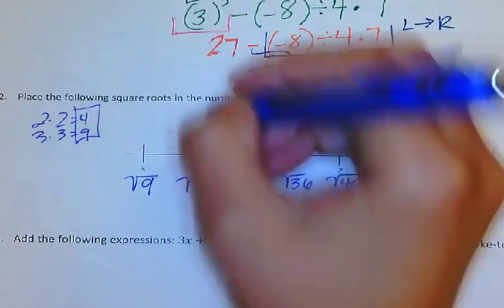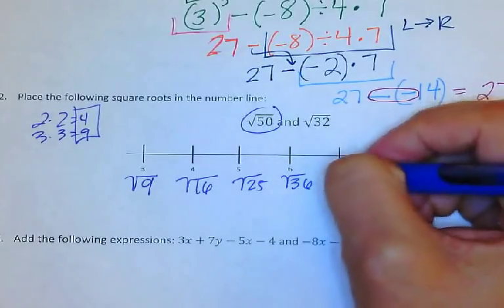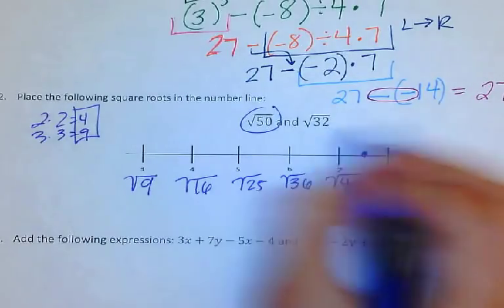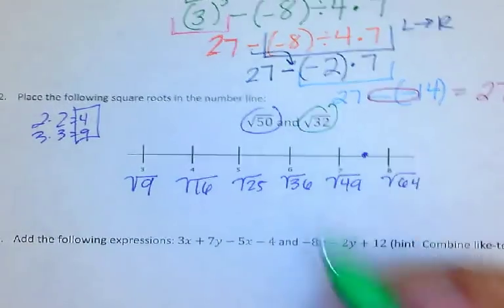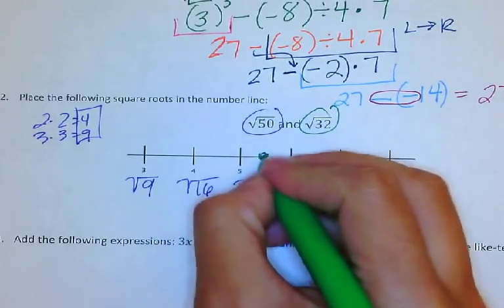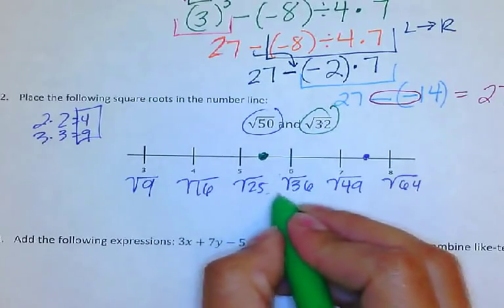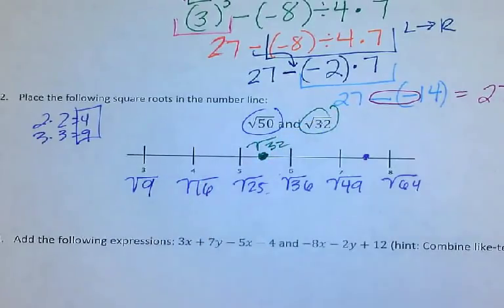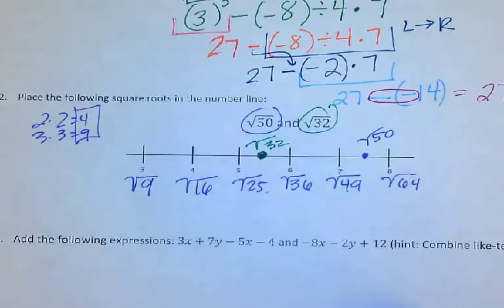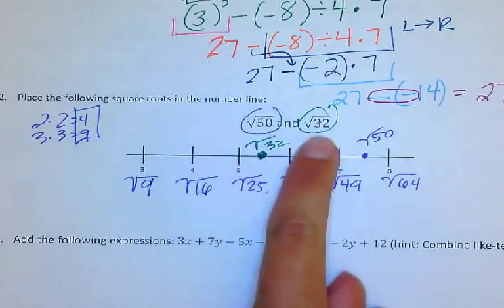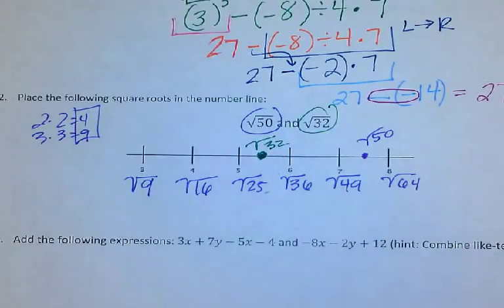Like square root of 50 would be between 7 and 8 because 50 is between 49 and 64, and the square root of 32 would be between 25 and 36, or between 5 and 6, because 32 would land somewhere in between these two perfect squares of 25 and 36. So this would be 32, and this would be square root of 50. And those are the values. So estimating the value, this would approximately be between 7 and 8, and this one between 5 and 6.